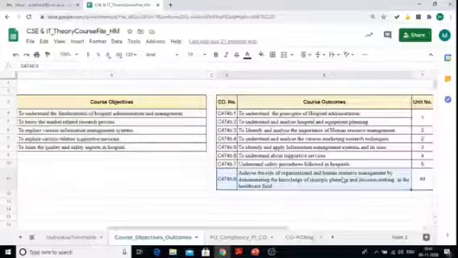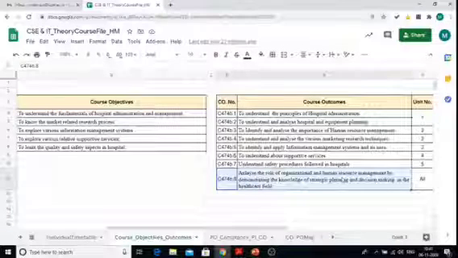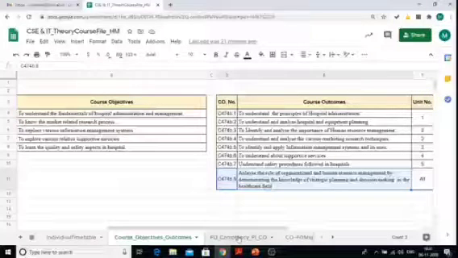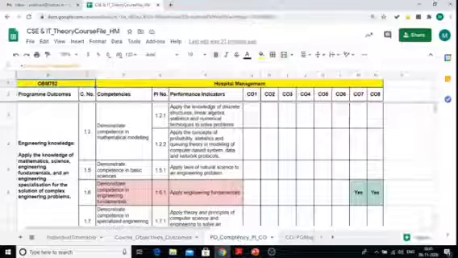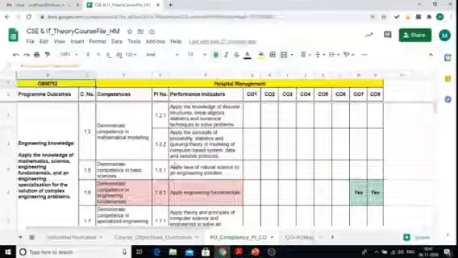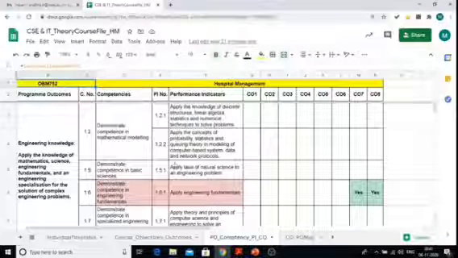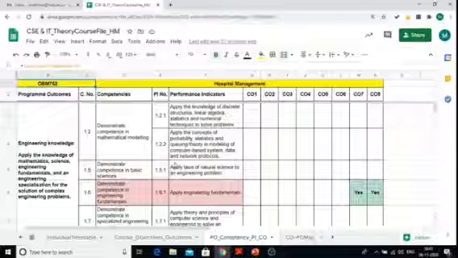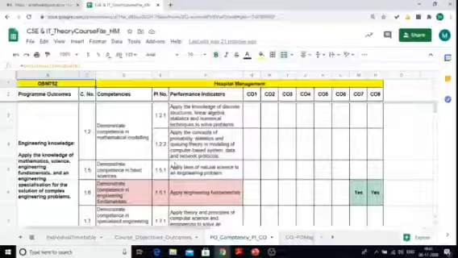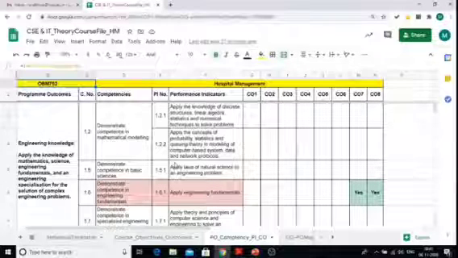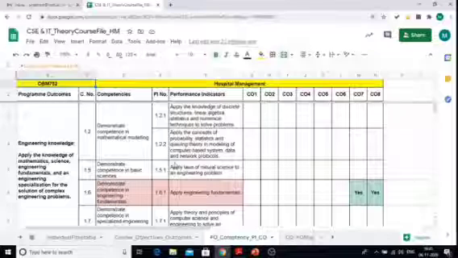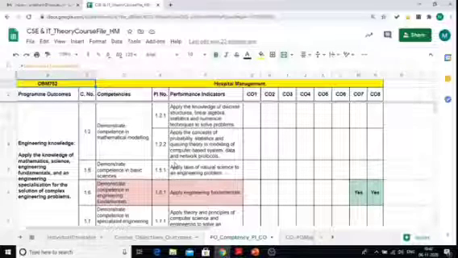After listing your course objectives and course outcomes, we have to move to the second sheet, which is your PO competencies along with PI and CO. While mapping CO, PO along with competencies and performance indicators, we have to follow a 2-step process. Step number 1 is to map CO with PI. Step number 2 is to map CO with PO. Let me start with step number 1 of mapping CO with PI.